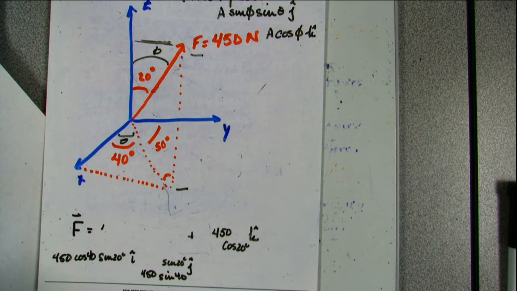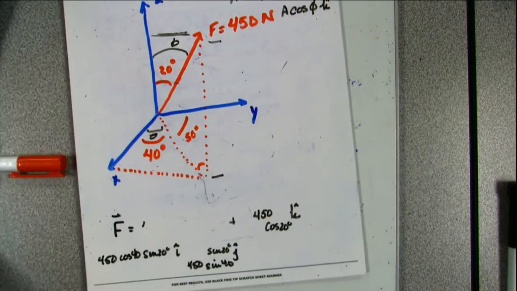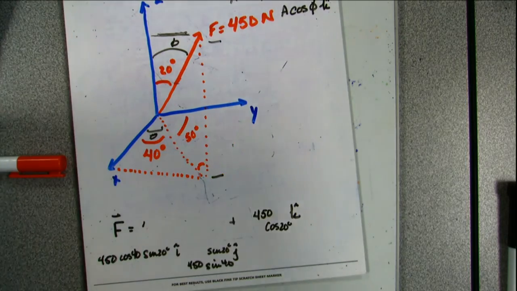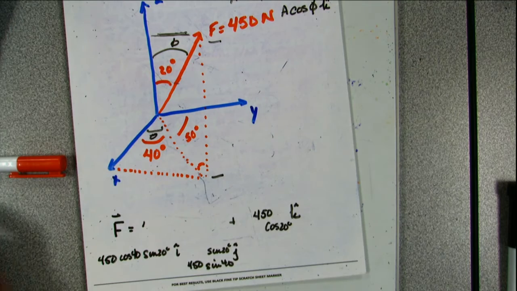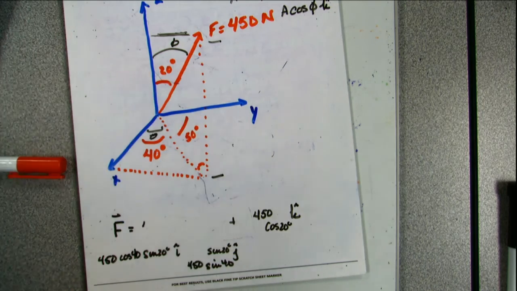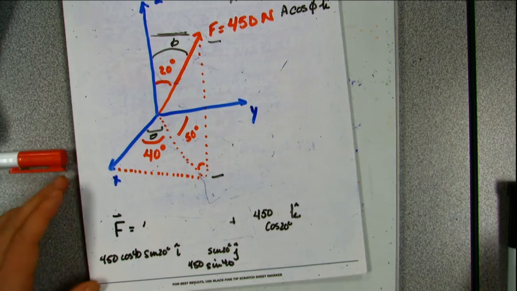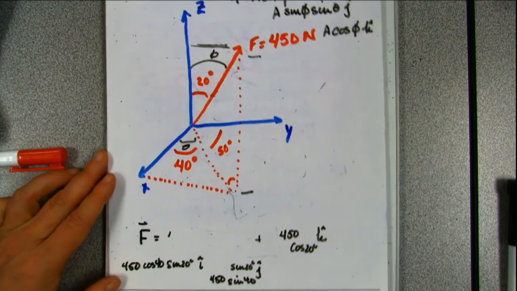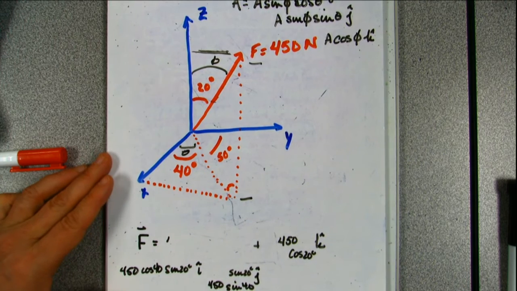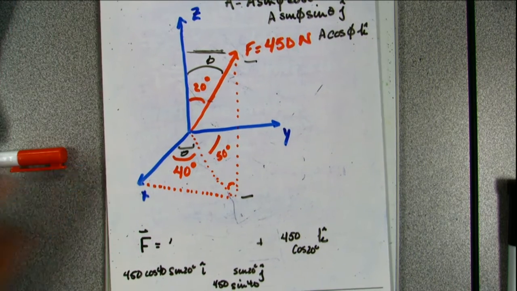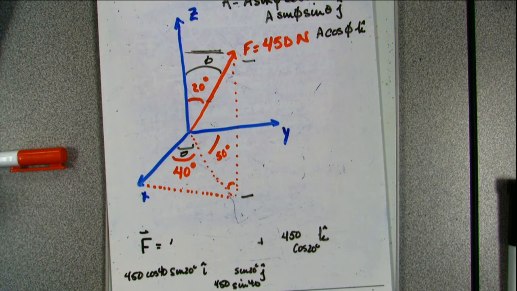Just to keep you guys honest, the quiz has 8 problems. They should be fairly easy. It's over vectors, pretty much the first chapter. Just 2D? No. There's at least one 3D problem on there.